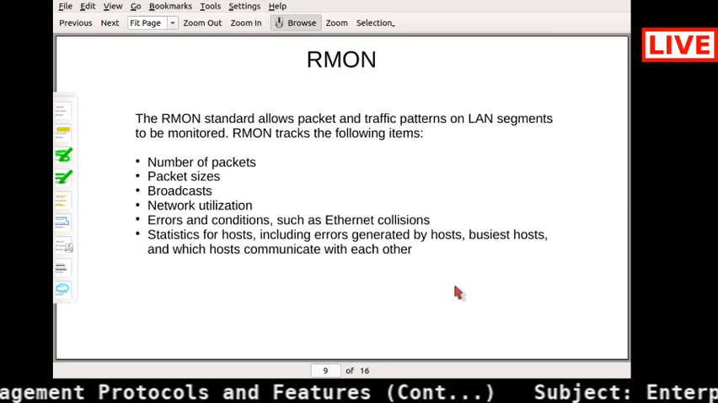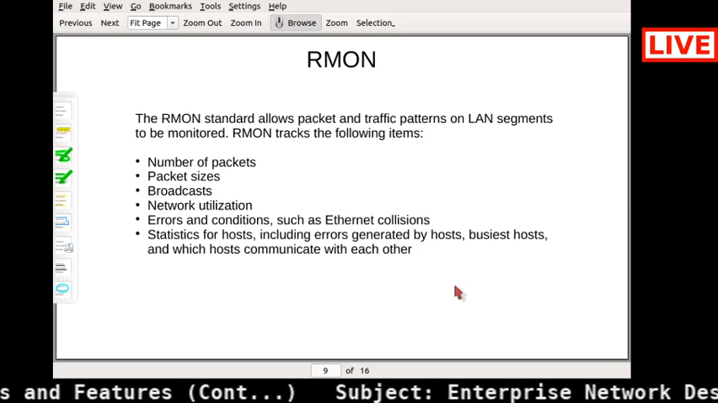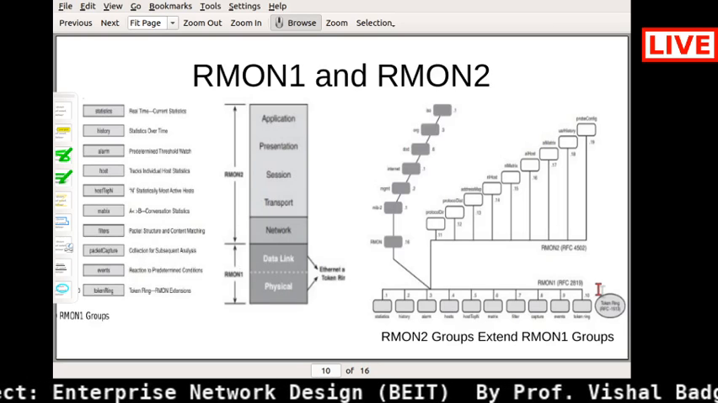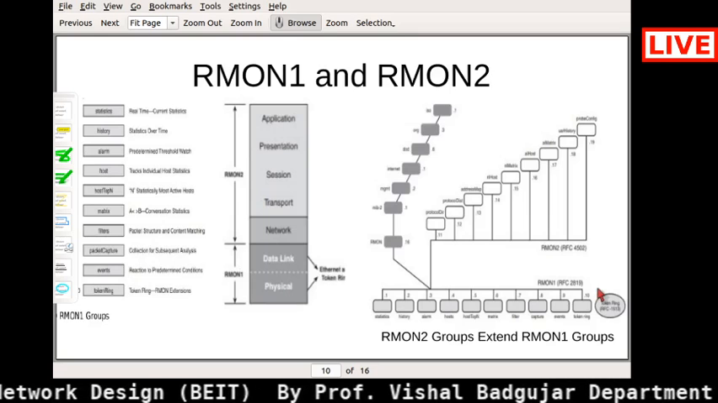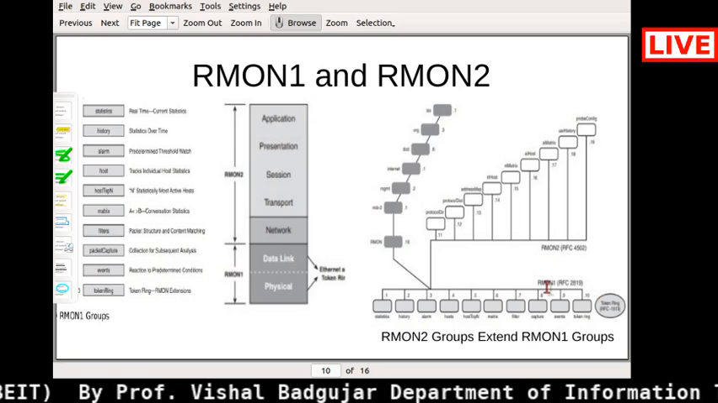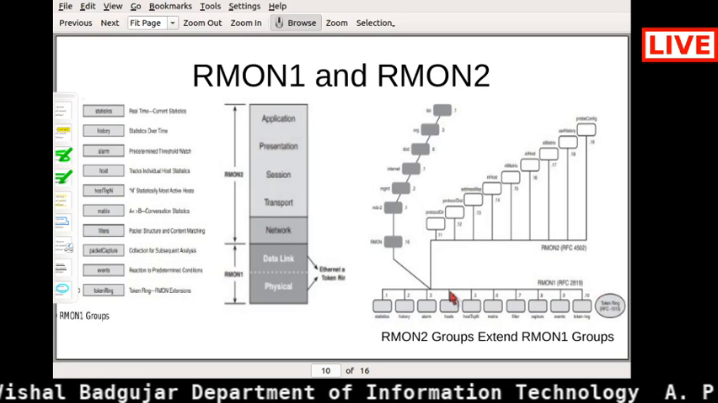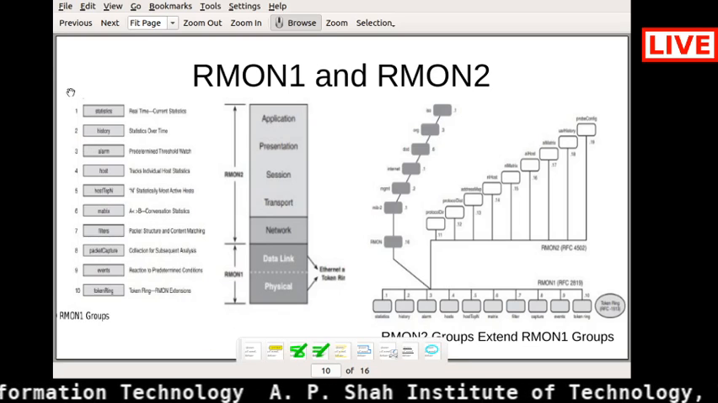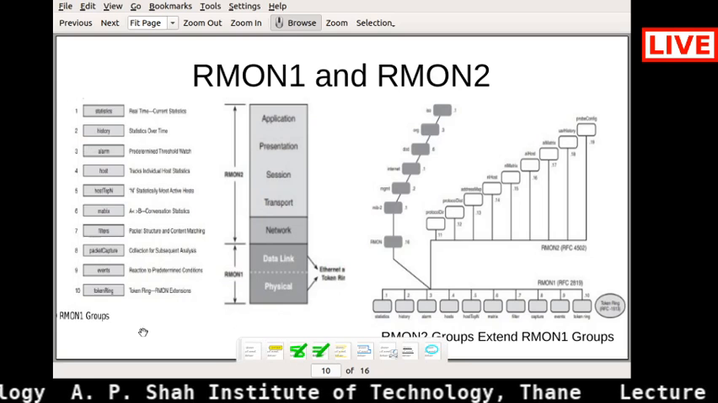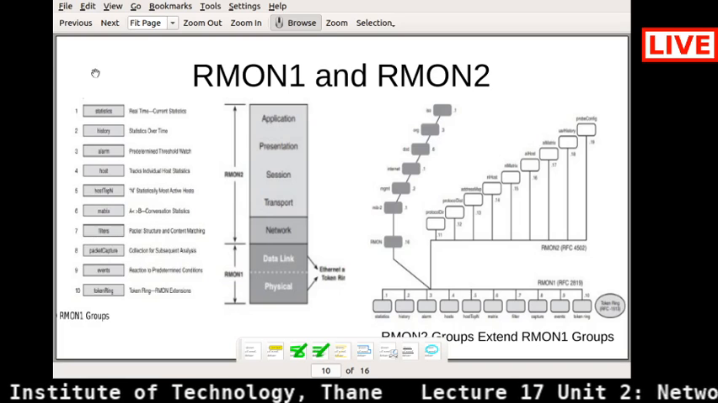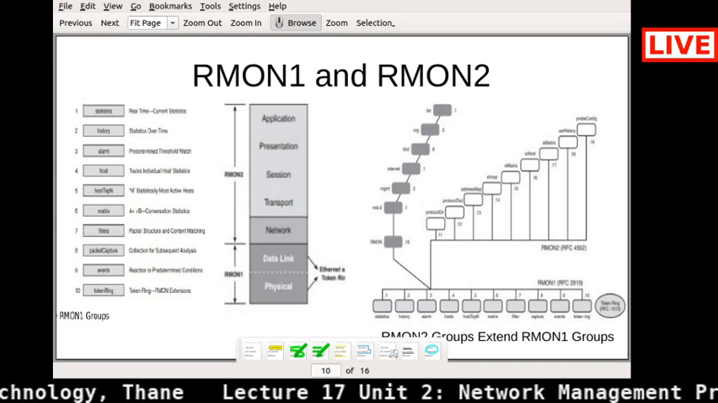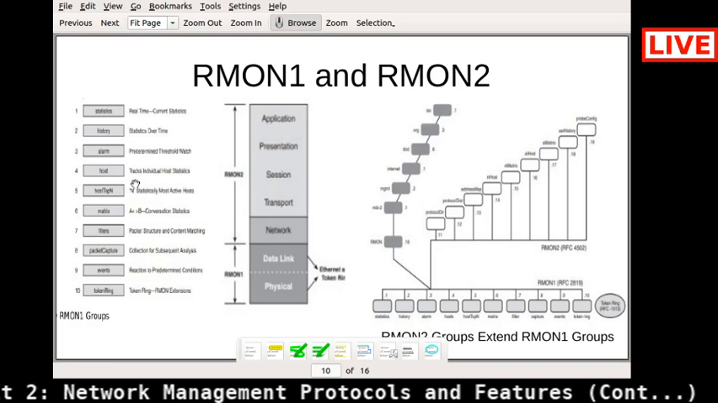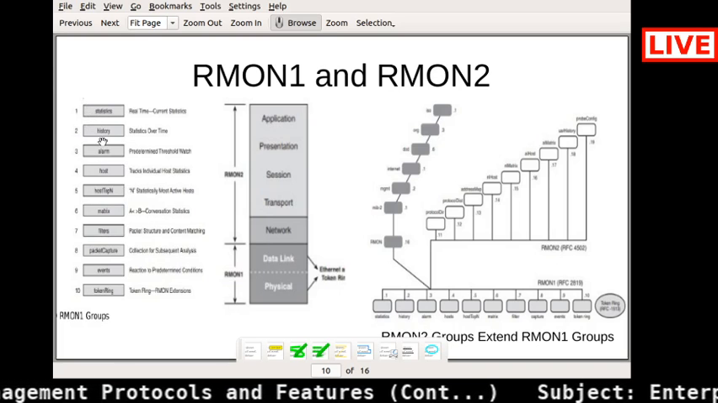So there are different groups we can call in this RMON. We will see what their groups are. If you see in the first diagram, there are different agents. Here, if you see, in total there are 1 to 10, so 10 groups are there. We will see one by one the explanation for each and every group, what is its purpose.